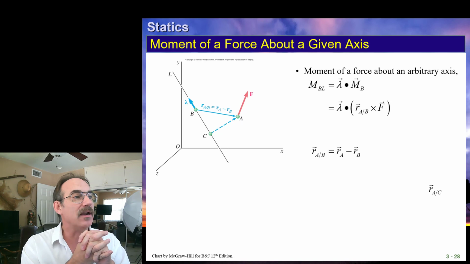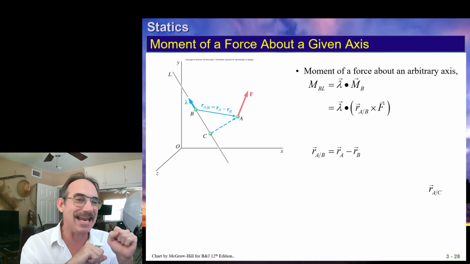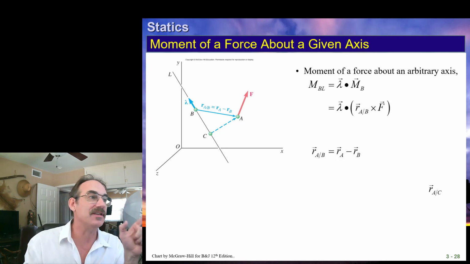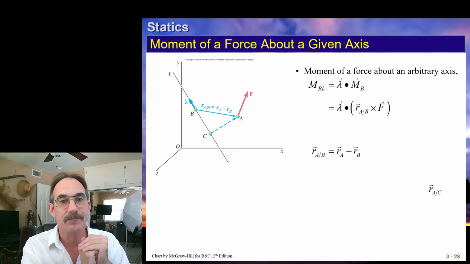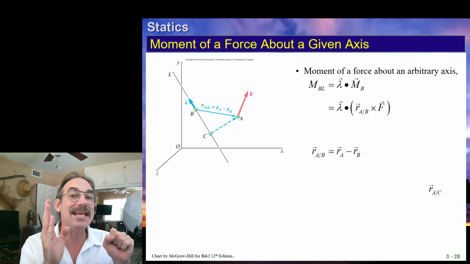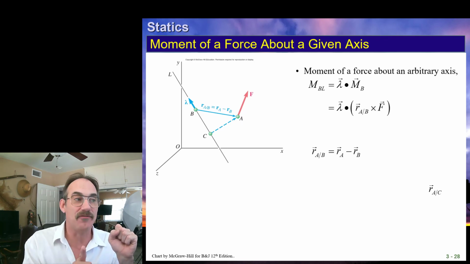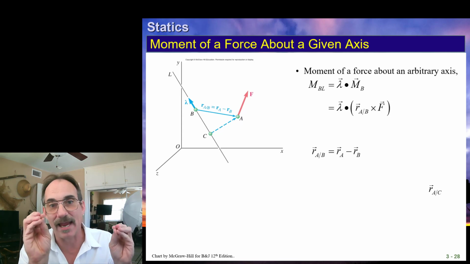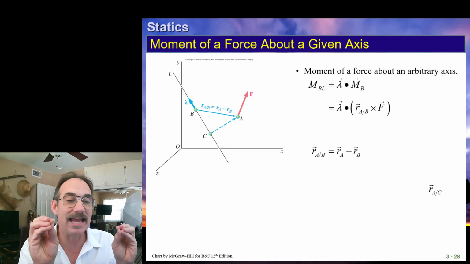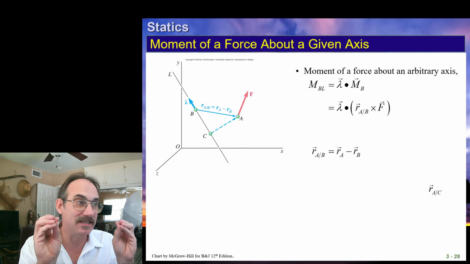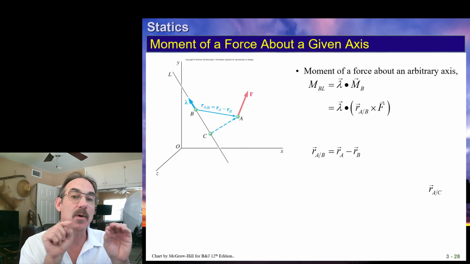All we need to do here is, once again, pick any point along the line of action. In this case, it looks like we chose B. Pick any point along the line of action of the force. It looks like we chose point A. Find the endpoints of the position vector. We're going to be going from B to A.